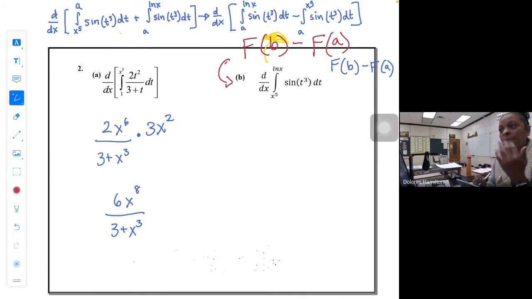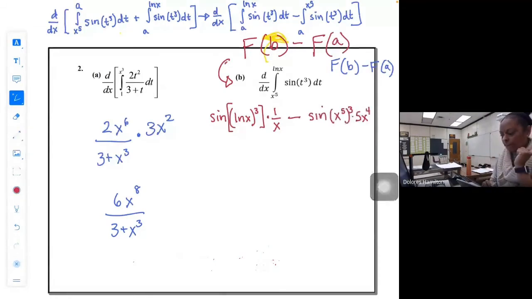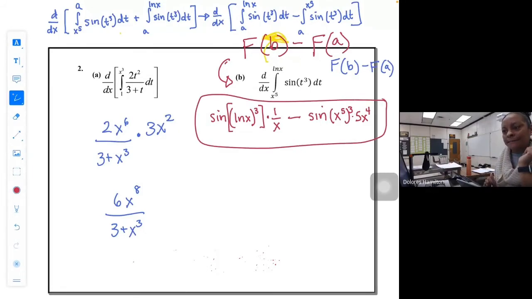So first, if I'm doing my big F of b, it would look like that. Everywhere I have a t, I'm going to replace it with ln of x. So I have sine of ln of x cubed and then chain rule times 1 over x, the derivative of ln of x, minus, and now I do the same thing with my f of a, my x to the 5th. So when we work that out, we end up plugging in x to the 5th for my t. And so we would end up with sine of x to the 15th and then chain rule times 5x to the 4th. And that looks like that.